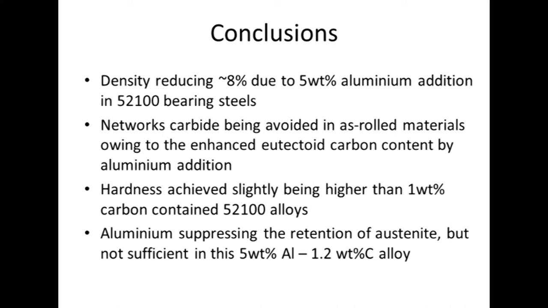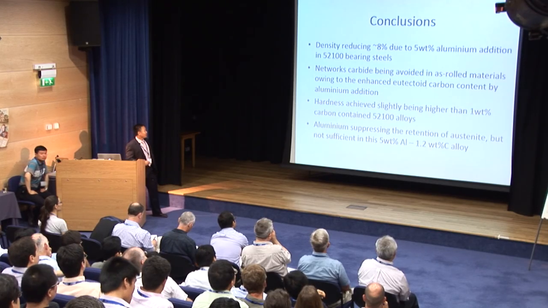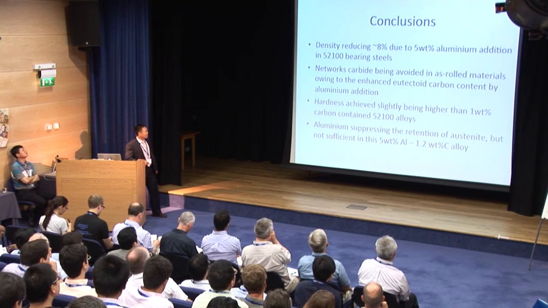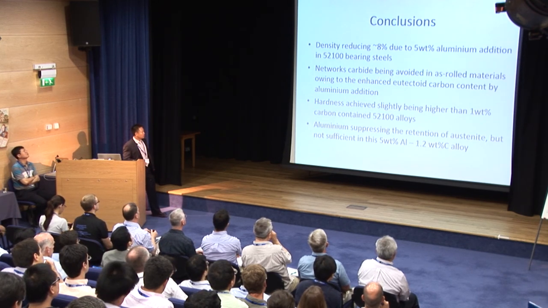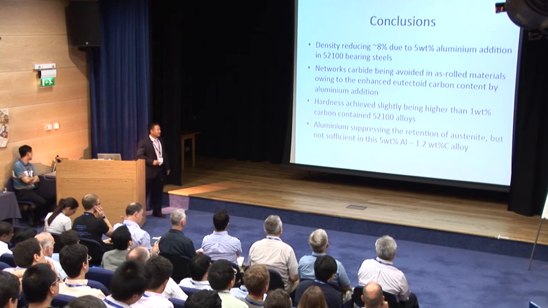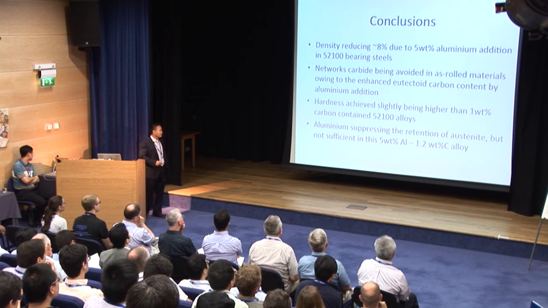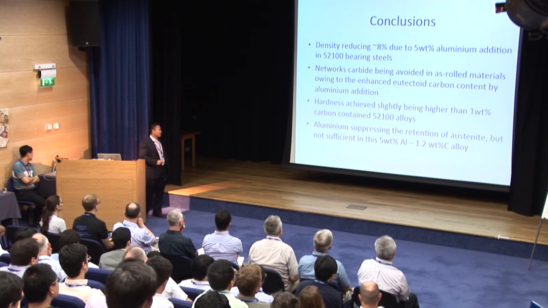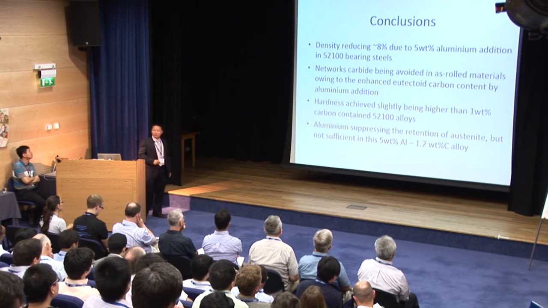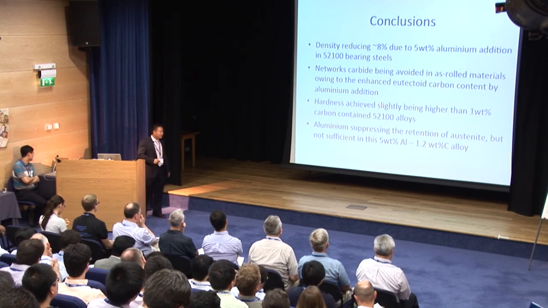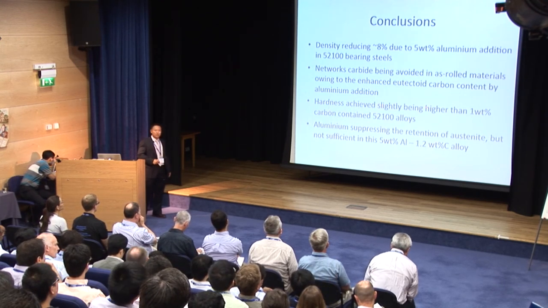Conclusions. The density is reduced by about 8% due to the addition of 5 weight percent of aluminum in the bearing steels. The network of carbide is avoided in the as-rolled materials owing to the enhanced eutectoid carbon content by aluminization. The hardness achieved is just slightly higher than 1 weight percent carbon bearing steel. But as I said, the later experiment showed the hardness is actually much higher.